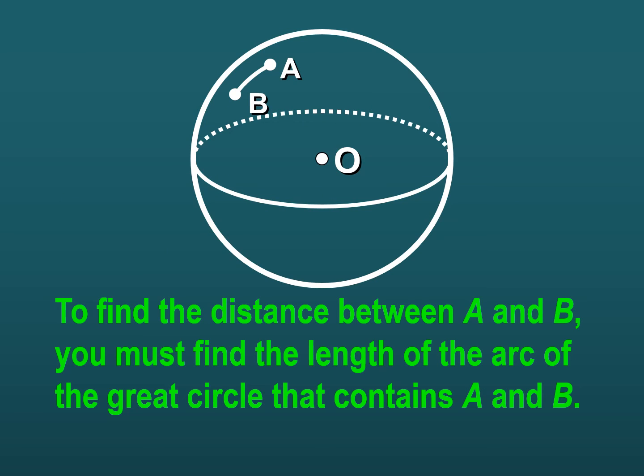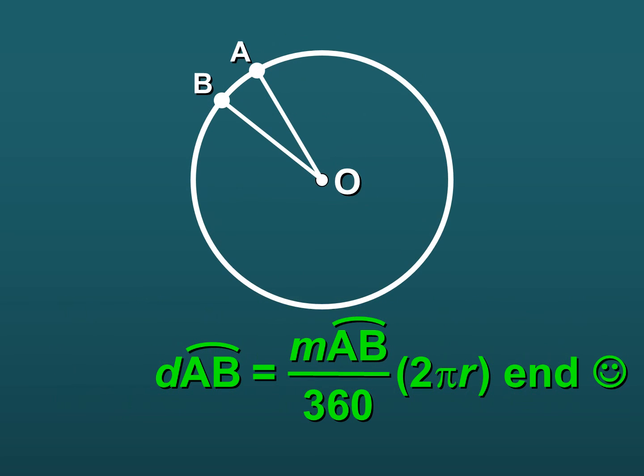To find the distance between A and B, which is an arc right here, first of all, you must find the length of the arc of the great circle that contains A and B. So here's the great circle that contains A and B, arc AB. The distance between A and B is going to be equal to the measure of the arc AB divided by 360 and then multiplied by 2 pi r. So this is our formula for the distance of an arc on a sphere.